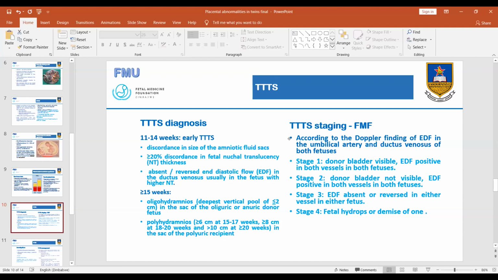Twin-to-twin transfusion syndrome can be staged using the findings of the umbilical artery of both fetuses and also the ductus venosus. For stage 1, everything is still okay. The donor bladder is visible. The Doppler studies are normal. For stage 2, the donor bladder is no longer visible because we said they are not producing enough urine. In this case, the Doppler findings are still within normal limits. However, at stage 3, we have abnormal Doppler studies in either the donor or the recipient. In stage 4, we have fetal hydrops or death of one of the babies.